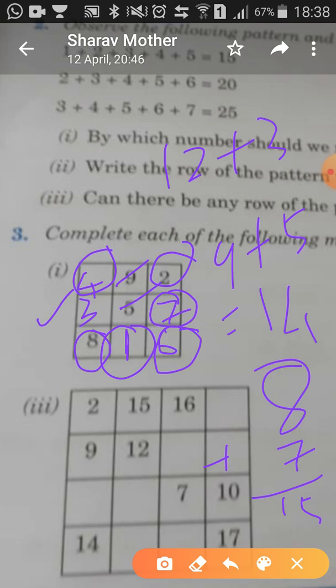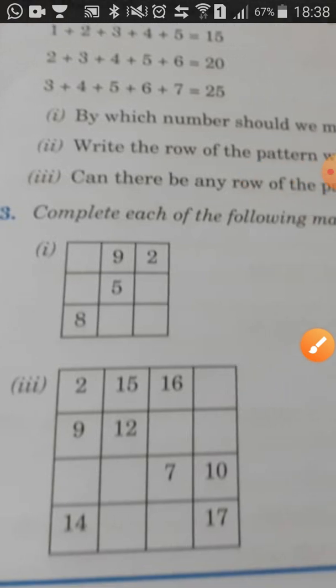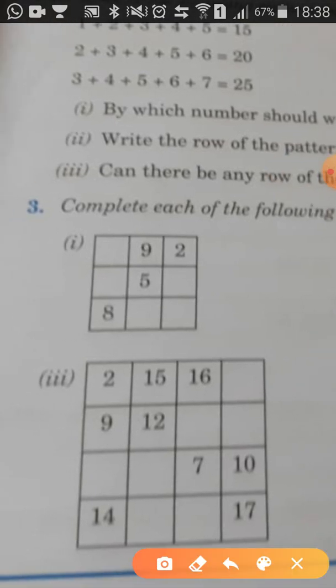So I won't be explaining you sum number 2. Sum number 2, you guys are doing it on your own. Let me explain you sum number 3. Sum number 3 is a 4 into 4 box.